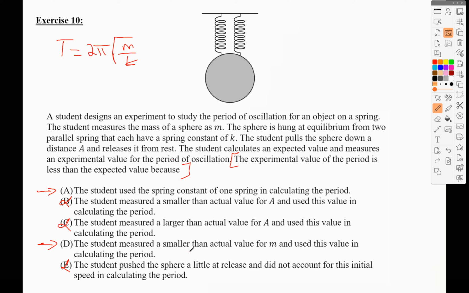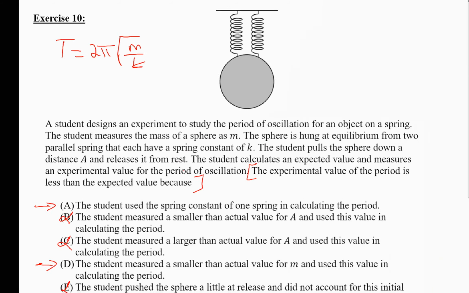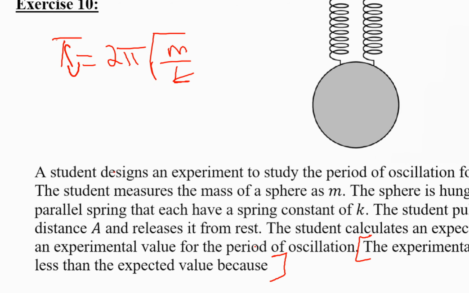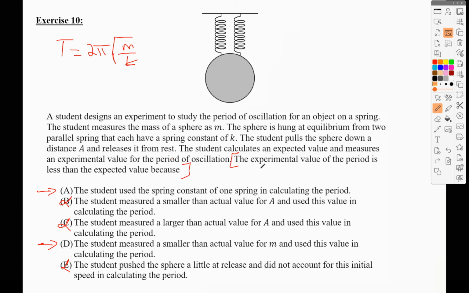Now, if the student measures a smaller than actual value for m, which means m decreases, which makes the period decrease. Okay, so this is not expected because we're interested in the experimental value of the period being less than the expected value, or the theoretical value being greater than the experimental value, so we can directly eliminate D.